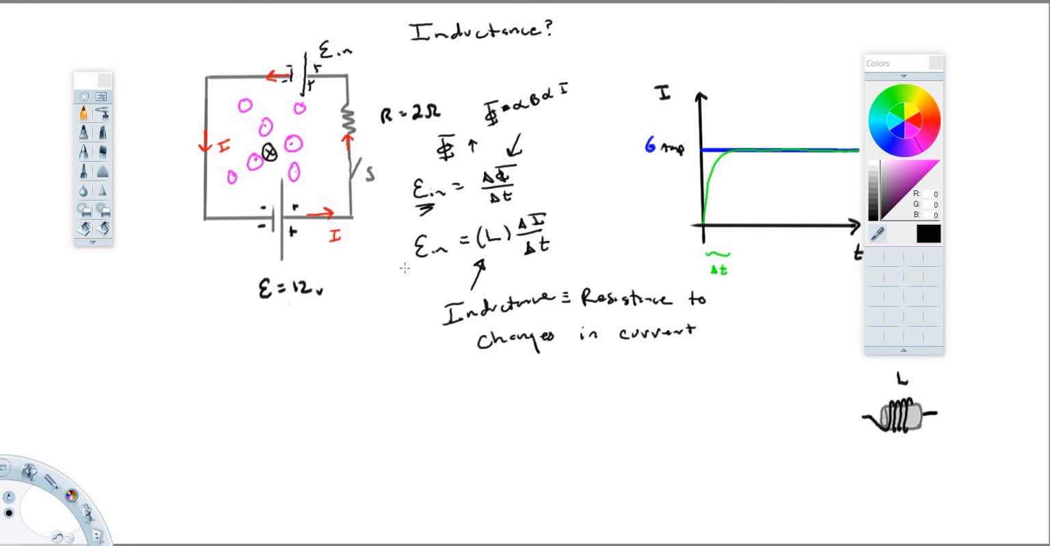The units on inductance, well, you can see it right here. Since inductance is voltage times delta T over your change in I, this has units of volt seconds per amp. And of course, like most things in physics, a volt second per amp has its own special name. It's called a Henry.